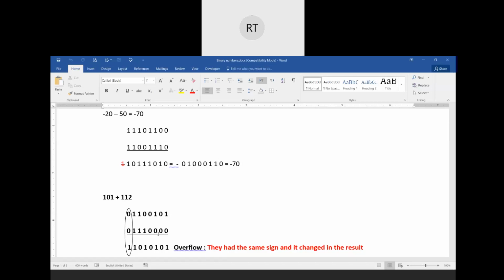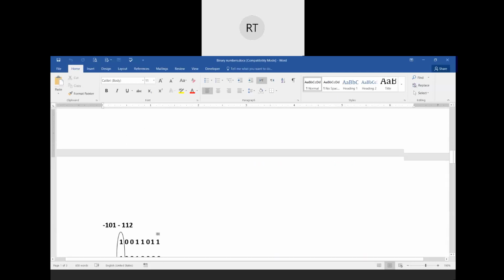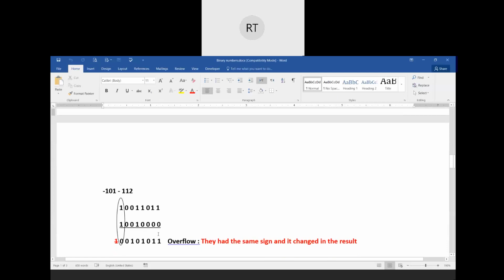But how is the overflow proven in the calculation? When the most significant bit is a negative number, knowing that I am adding two positive numbers. Okay? So this is the case of an overflow. Another case of an overflow is this. Who can help please with the explanation?